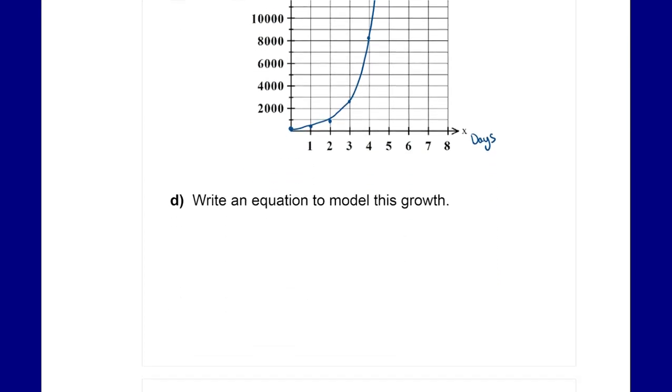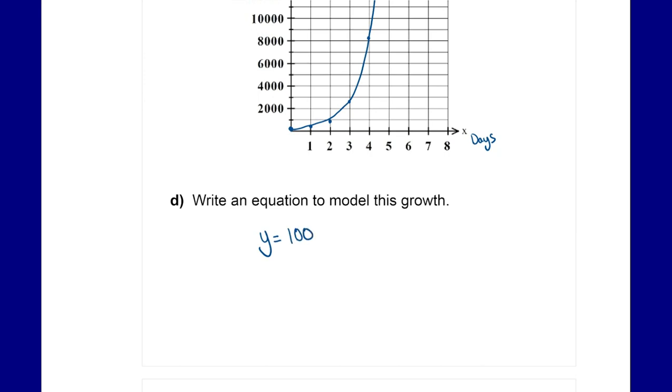Next, we want to write an equation to model this growth. So we have to think about the characteristics, or what's actually happening. Start off with y, or you could use f of x, whichever one. But what are we starting with? Well, we started with 100.